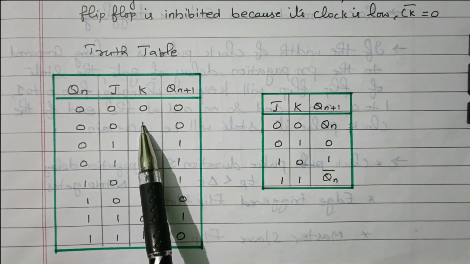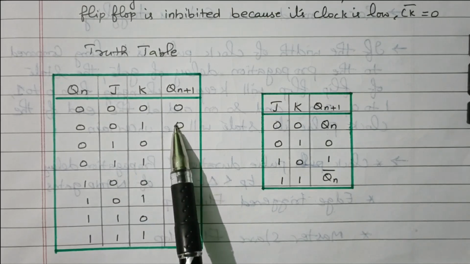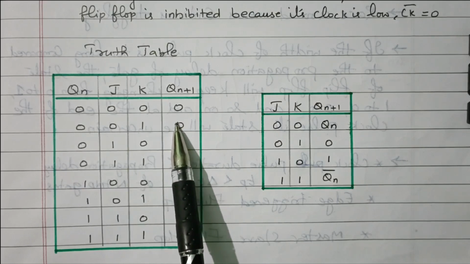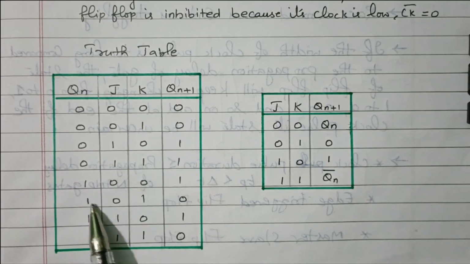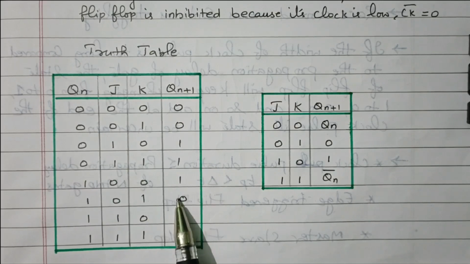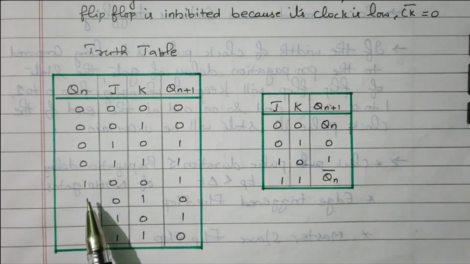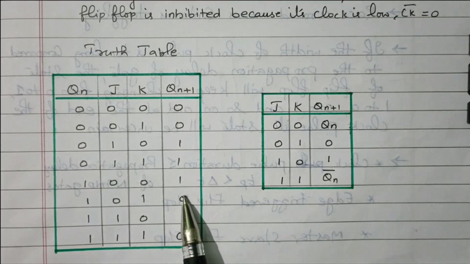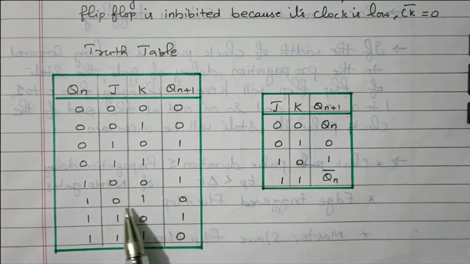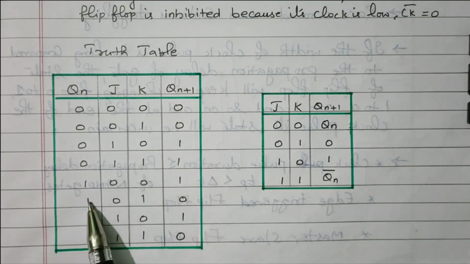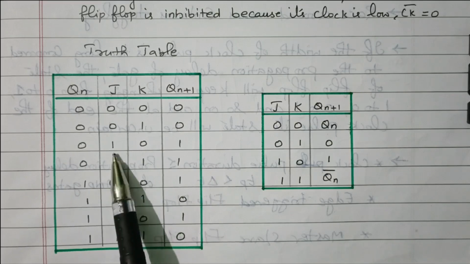Reset means the output becomes 0. If the previous state is 0, the next state is also 0. If the previous state is 1, the next state is 0. It is reset, the output becomes 0. Whatever it may be, 0 or 1, the next state becomes 0. For the case 0, 1: 0 means 0, 1 means also 0.